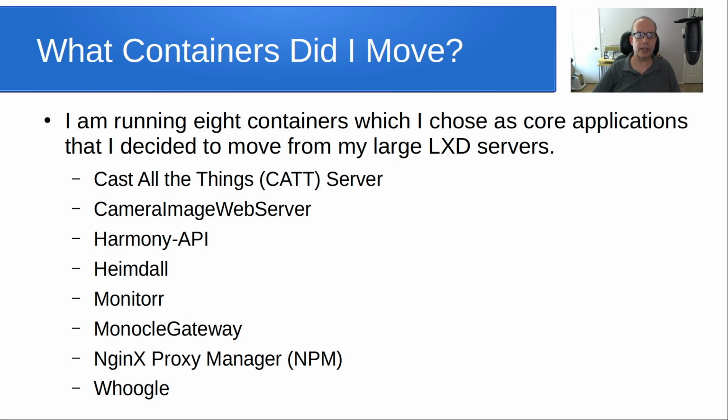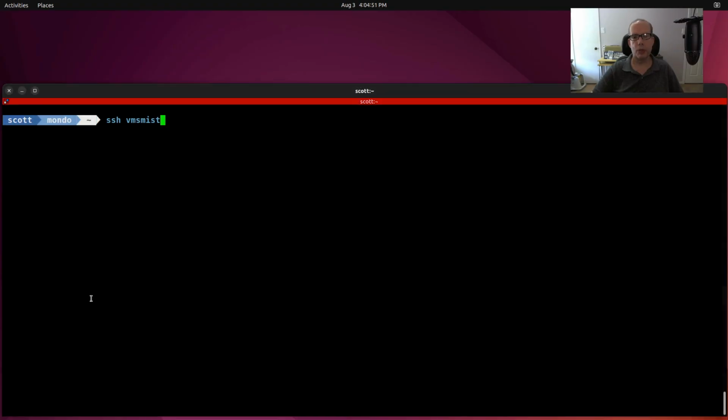So let's go take a look at what I actually did. Here we are at a command prompt, and we're going to start an SSH session with VMS Mist, which is my Minisforum UM350 that we installed the other day.